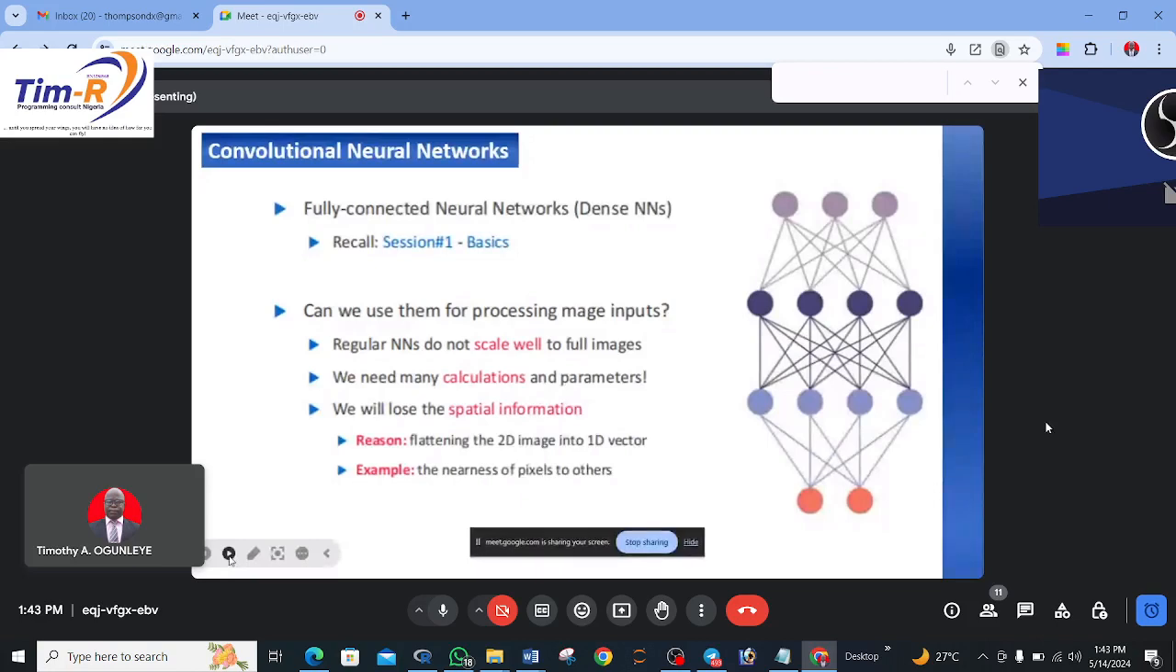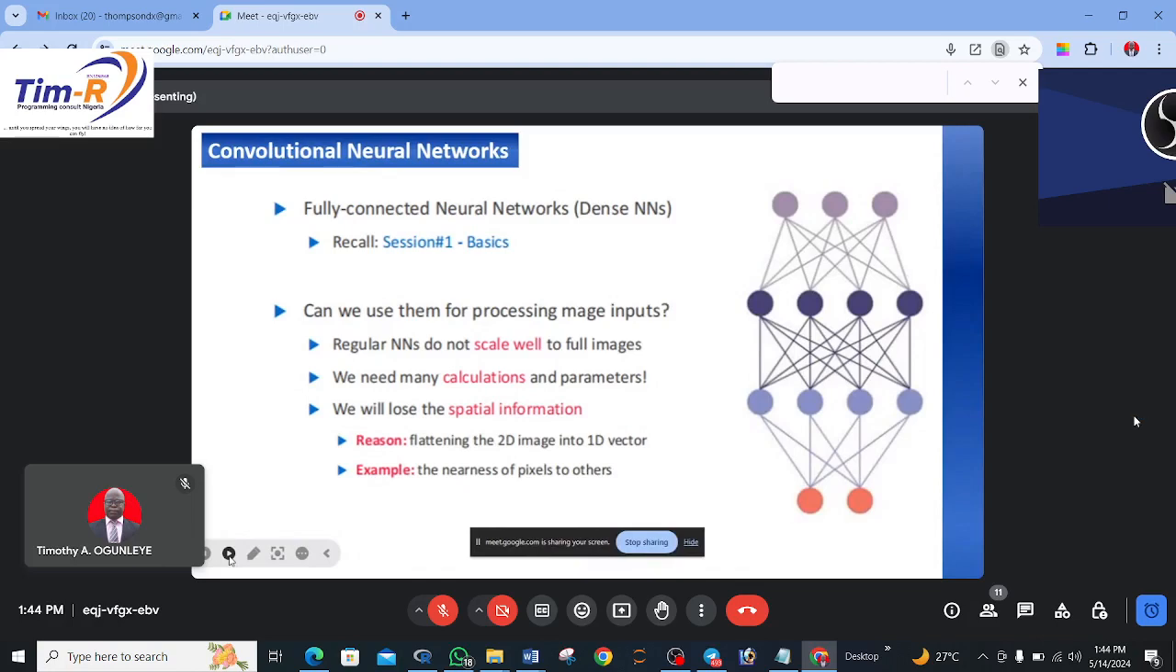Now, talking about the convolutional neural network, which is called CNN, we want to look at what it is all about. When we talk about a fully connected neural network, it is a network that is dense and has numerous neurons. We have talked about that in the basics. The first question is, can we use them for processing image inputs? One thing is that regular neural networks do not scale well to full images, and we need many calculations and parameters.